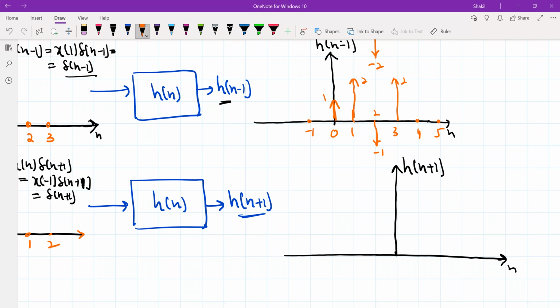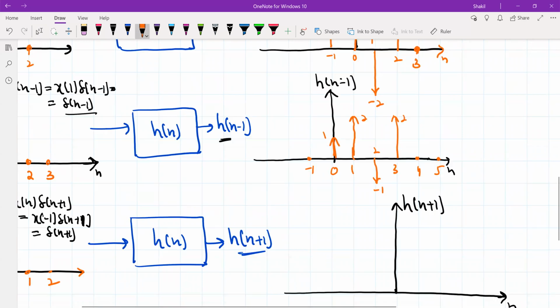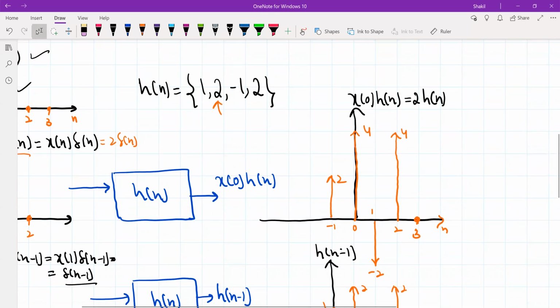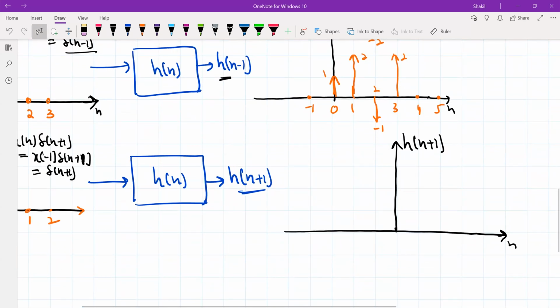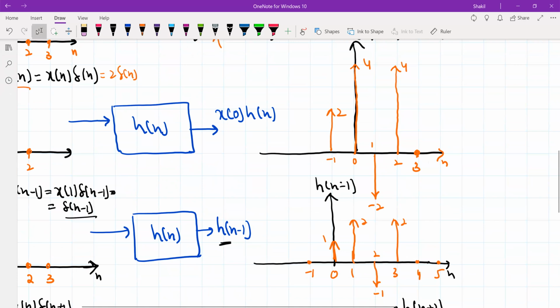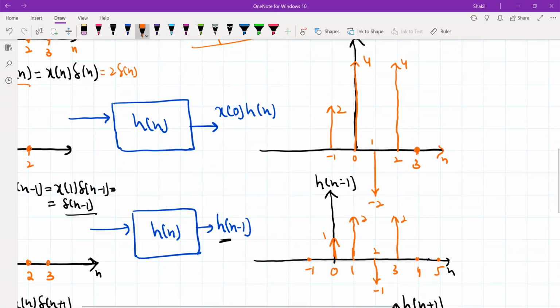And let's write the sample values. What's h of n? h of n is 1, 2, minus 1, 2. So you are just time advancing this by how many samples? By one sample. So this is 2. This is the value at 1. The value at this will be minus 1. This will be 2. And this will be 1. So this is the time advanced version of this sequence.